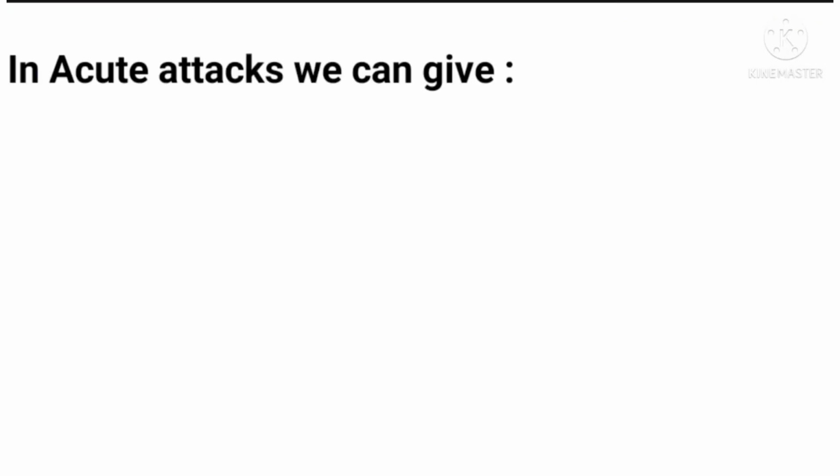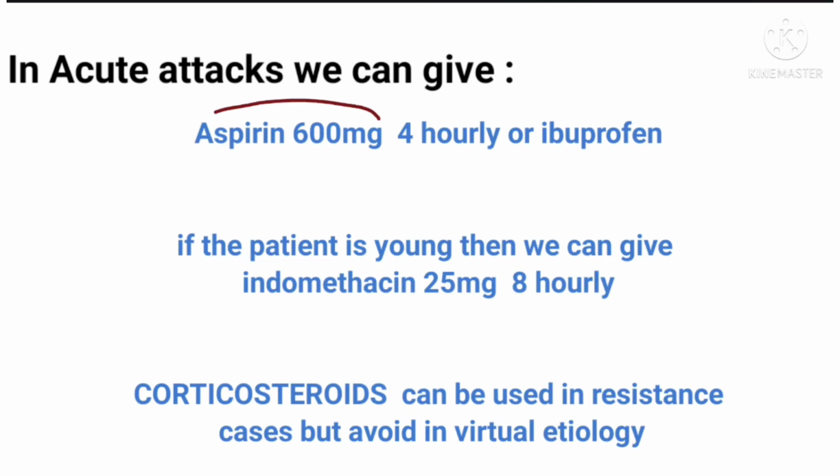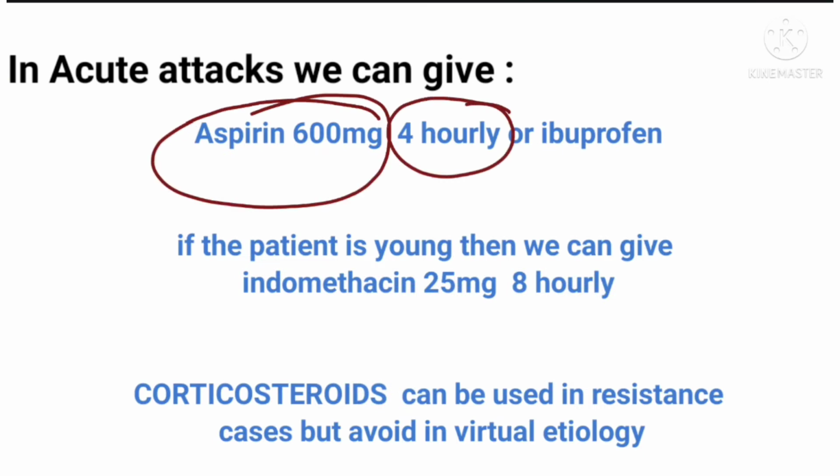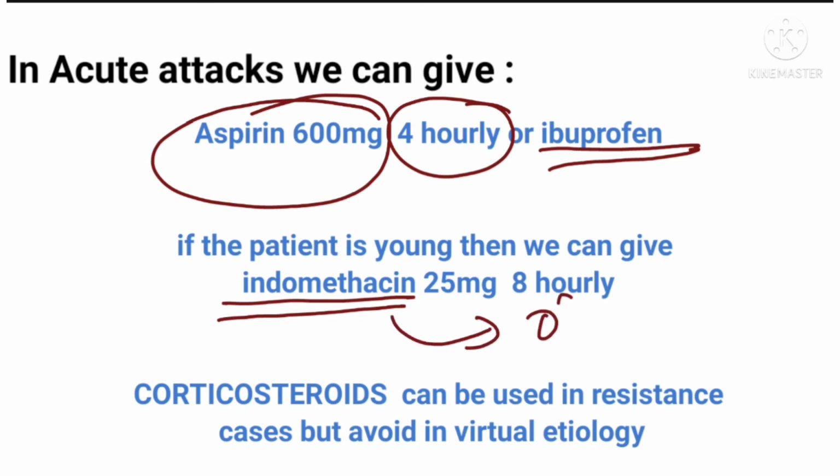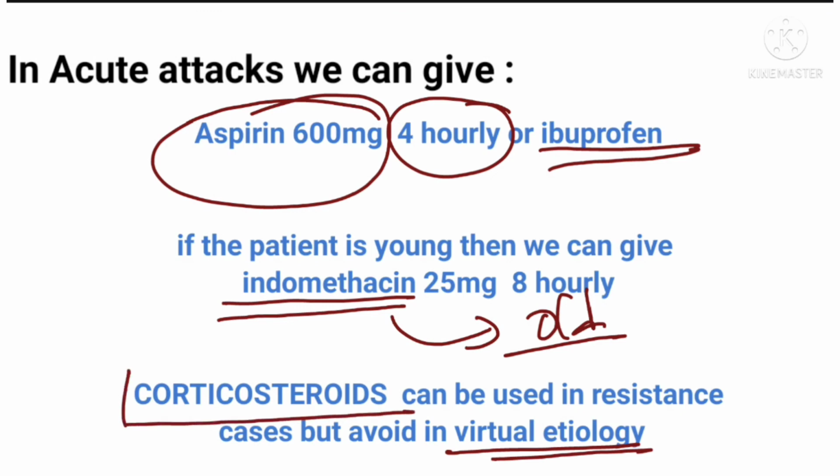Now let's see the treatment part of this pericarditis. If any patient presents to us with an acute attack of pericarditis, then we may prescribe aspirin. It is given 4 hourly. If aspirin is not available, then we may also give ibuprofen. If the patient is young, then along with aspirin, we may also give indomethacin. Indomethacin is not given in old patients because of the risk of myocardial infarction. If the acute attack of this pericarditis is not due to viral etiology, then we may also prescribe corticosteroid.